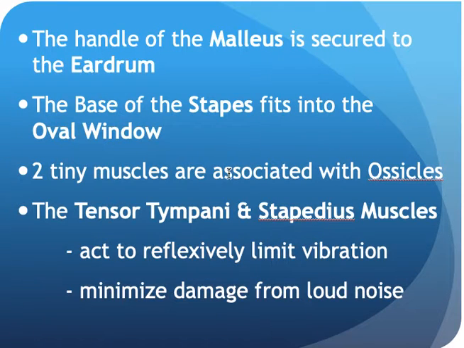You have two tiny muscles that are associated with the ossicles. You're going to have this tensor tympani and this stapedius muscle. They're going to act reflexively to limit vibration and minimize damage from loud noises. So it's one of those things where we have these muscles that can control the vibration of those bones just to limit the sound that's coming into the ears.